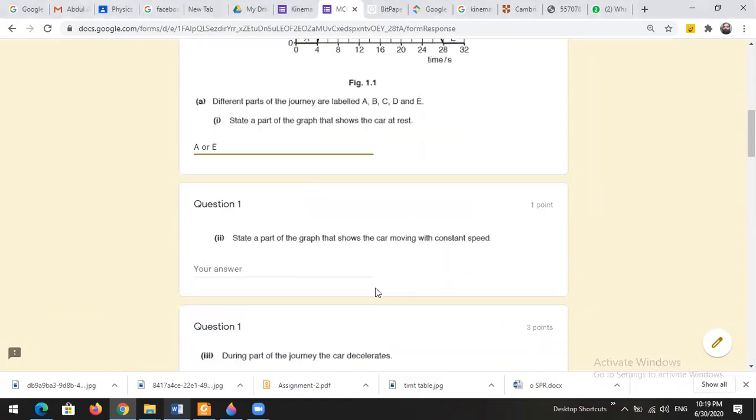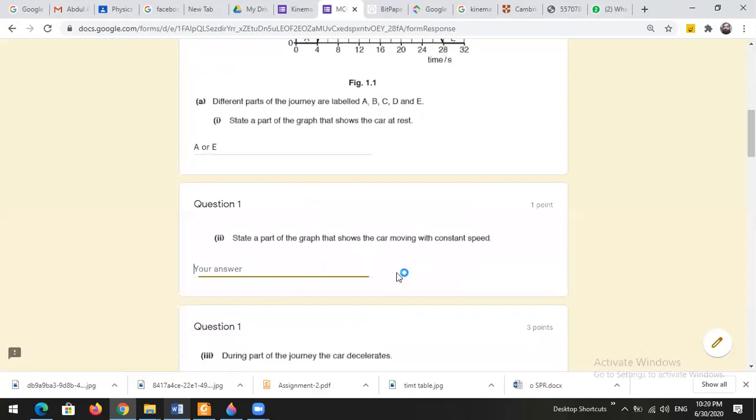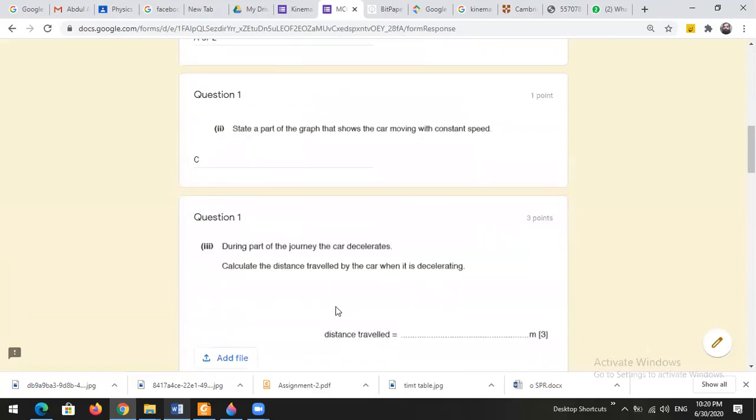Next, state a part of the graph that shows the car moving with constant speed. Constant speed where the speed is not changing. So this is the part C. You can see in the figure. Next part.